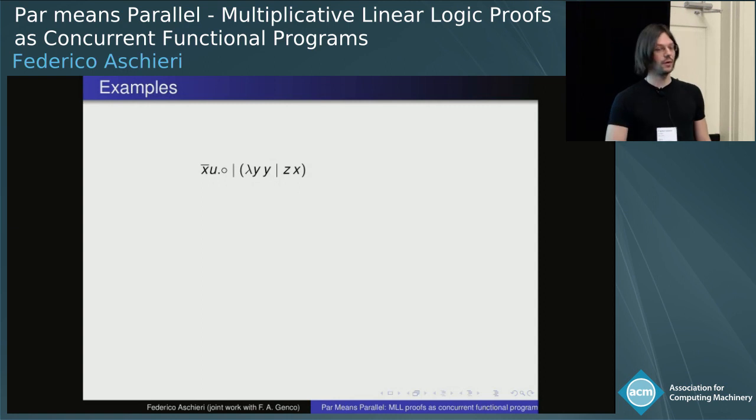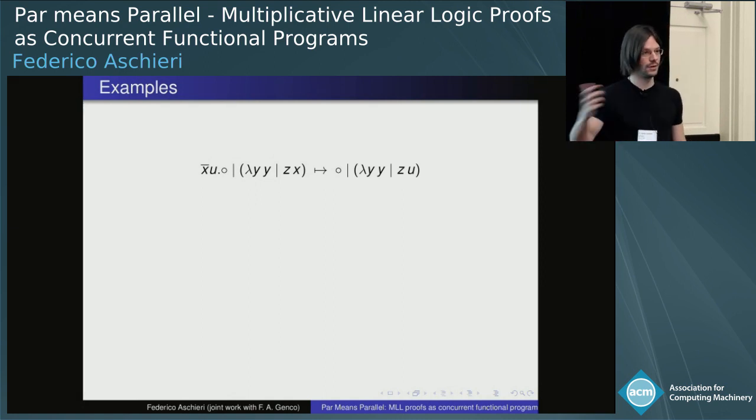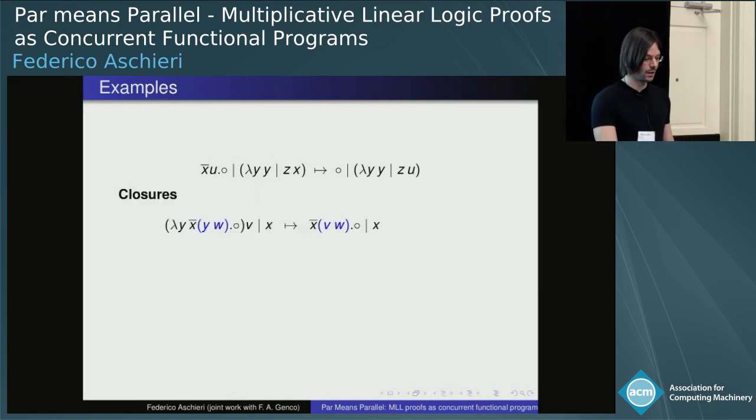As an example, you have this. On the left, you have x output x u, and you see that there is zx on the right. This lambda term can receive the argument, and so this reduces in one step to circle lambda yy zu. So the process has received u.